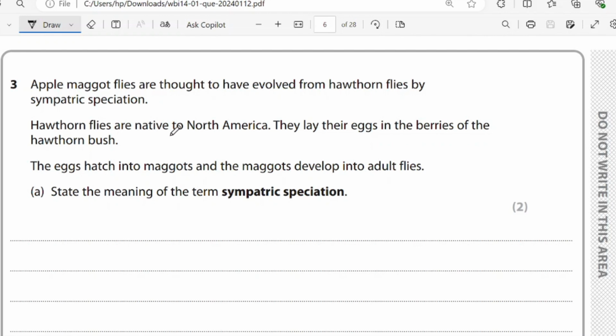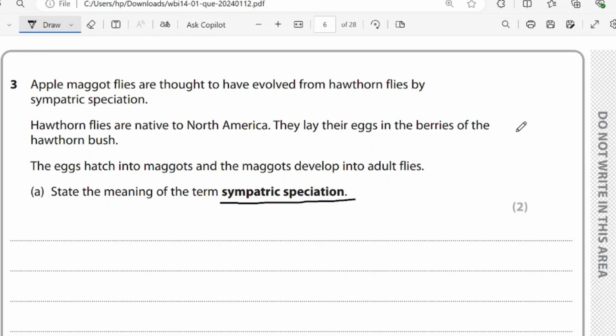Hawthorn flies are native to North America. They lay their eggs in the berries of the hawthorn bush. The eggs hatch into maggots, and the maggots develop into adult flies. State the meaning of the term sympatric speciation.